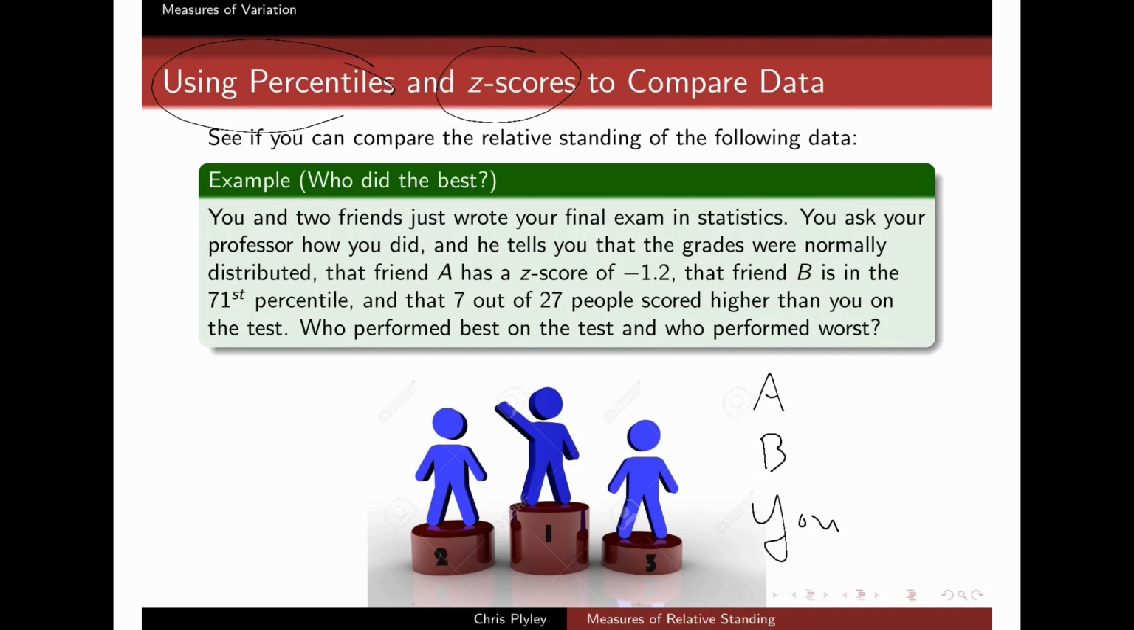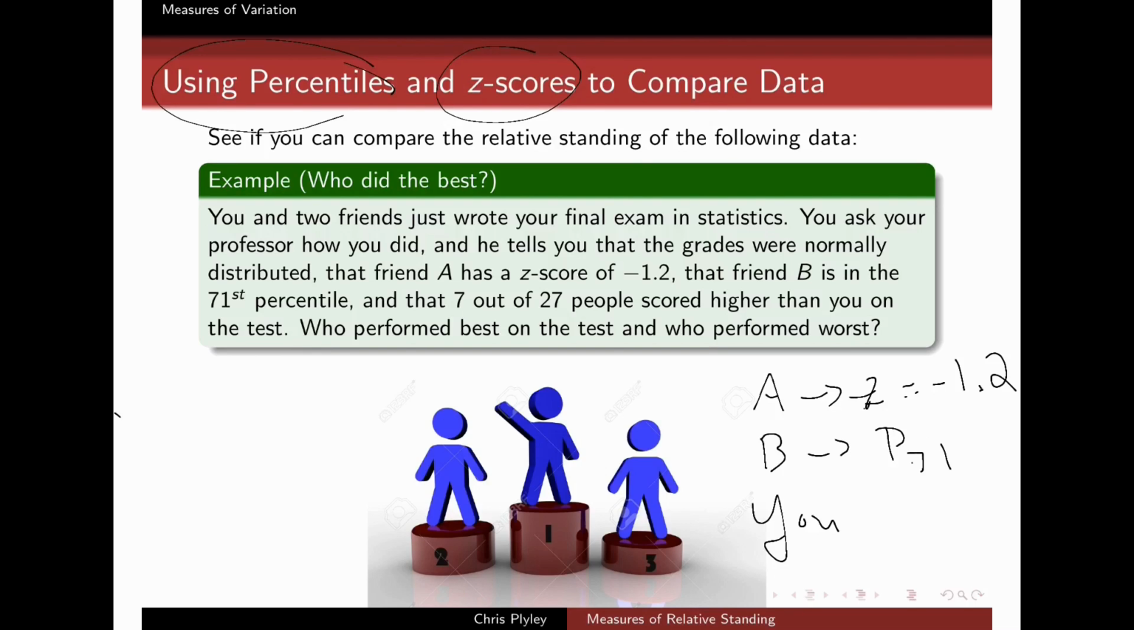And you know a little bit about each of them. You know that friend A, for instance, we'll also assume that this is normally distributed data. But let's assume that friend A, all you know about the test, you don't know the mean, you don't know the standard deviation, but you know they have a z-score of minus 1.2. You know that friend B scored in the 71st percentile, and you know that you beat exactly 7 out of 27 people on the test.